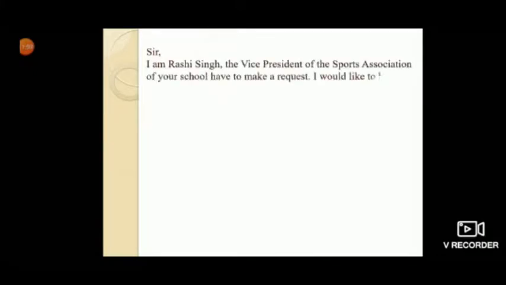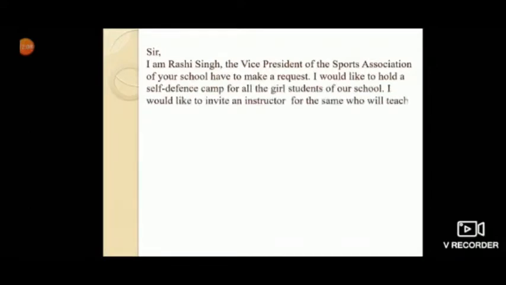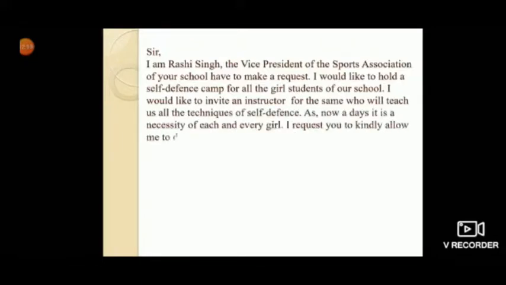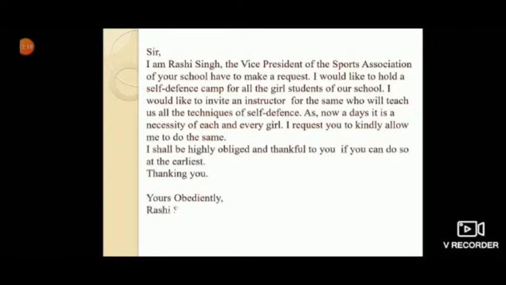I am Rashi Singh, the Vice President of the Sports Association of your school, and I have to make a request. I would like to hold a self-defense camp for all the girl students of our school. I would like to invite the instructor for the same who will teach us all the techniques of self-defense. As nowadays it is a necessity of each and every girl, I request you to kindly allow me to do the same. I shall be highly obliged and thankful to you if you can do so at the earliest. Thanking you. Yours obediently, Rashi Singh, Vice President, Sports Association.